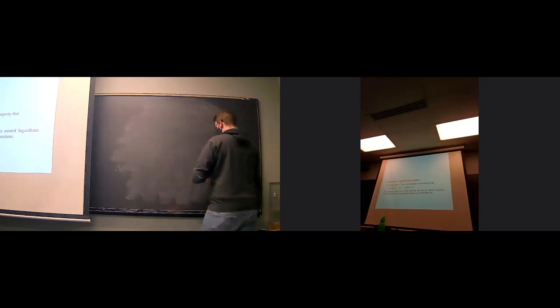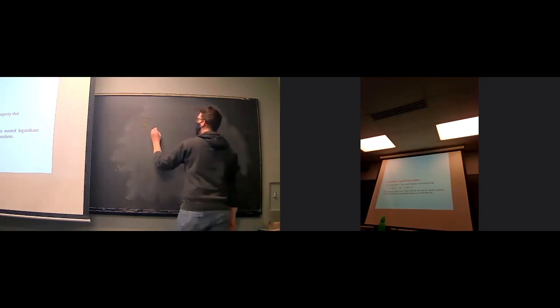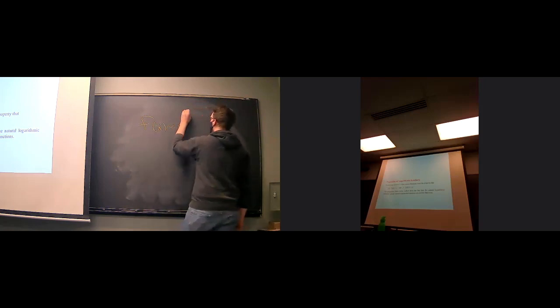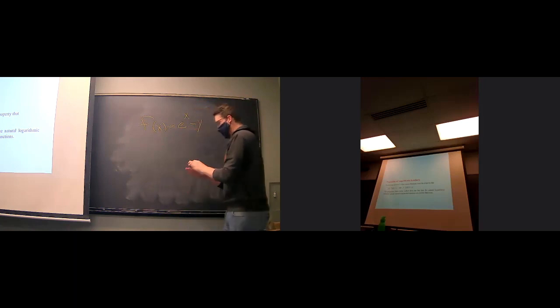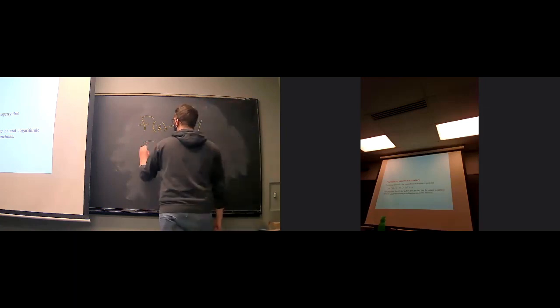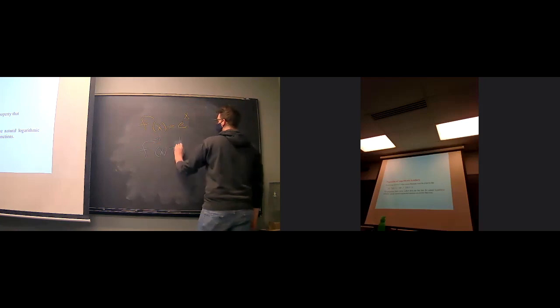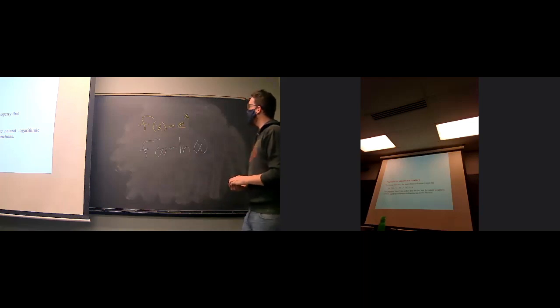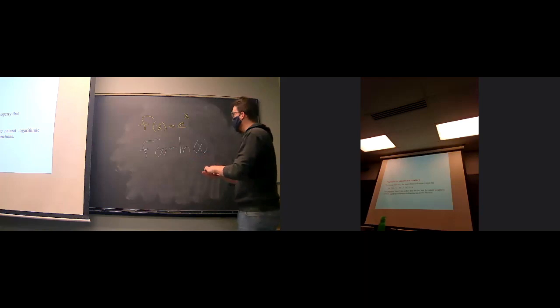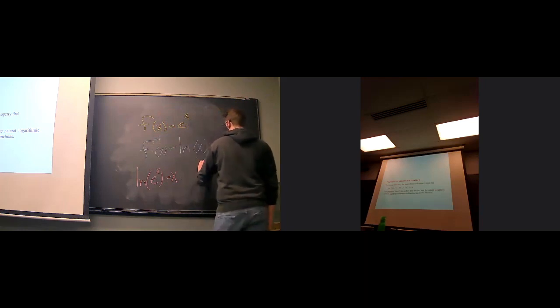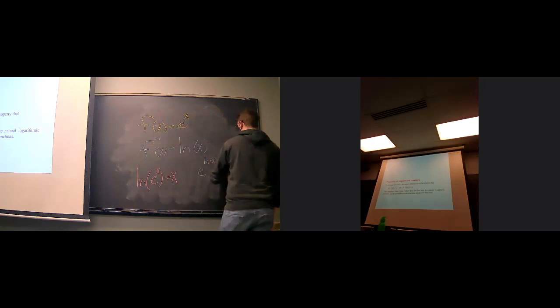Well, a minute ago, I said that if f of x is equal to e to the x, this thing comes out to be equal to y, then f inverse of x is going to come out to be the ln of x, right? So we know that ln of e to the x is going to be equal to x, and e to the ln of x is also going to be x.